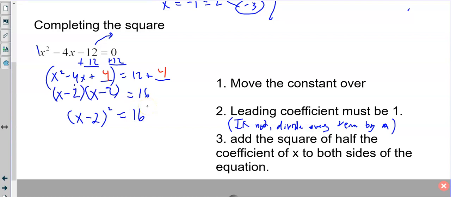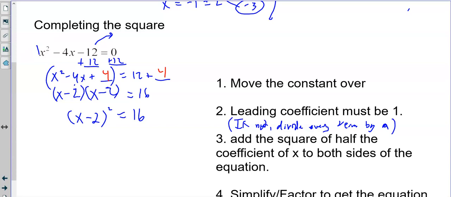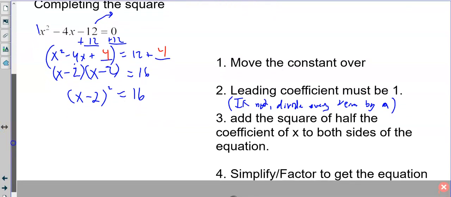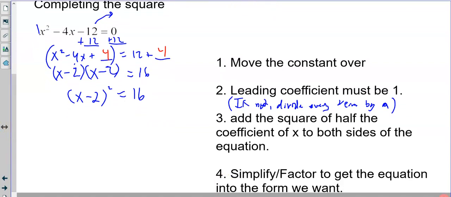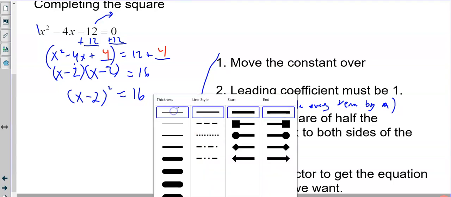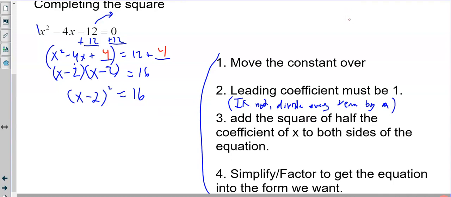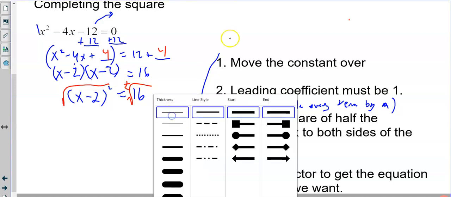So the fourth step there is to simplify, kind of factor, to get the equation into the form we want. This is the form we want. At this point, complete the square is pretty much done. We've got it in the form we want, and you know what to do from here. If you get this far, you just take the square root of both sides, plus or minus, and you're going to be able to solve from there, hopefully.